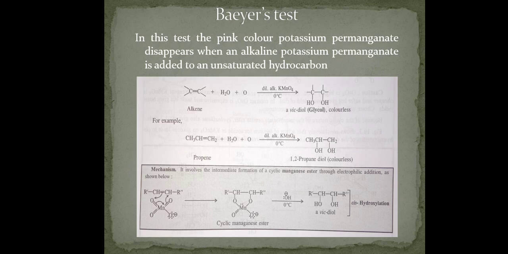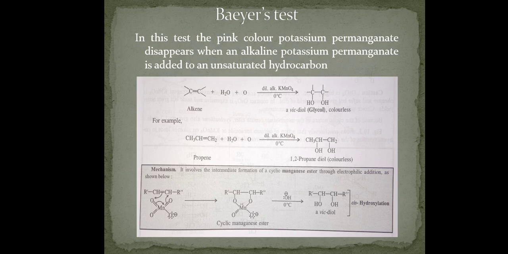Bayer's test. In this test, the pink coloration of potassium permanganate, we know that potassium permanganate solution is pink in color, disappears when an alkaline potassium permanganate is added to an unsaturated compound. Usually, whenever an unsaturated compound reacts with alkaline solution of potassium permanganate, then the pink coloration disappears. It becomes colorless. Now, why does it happen?